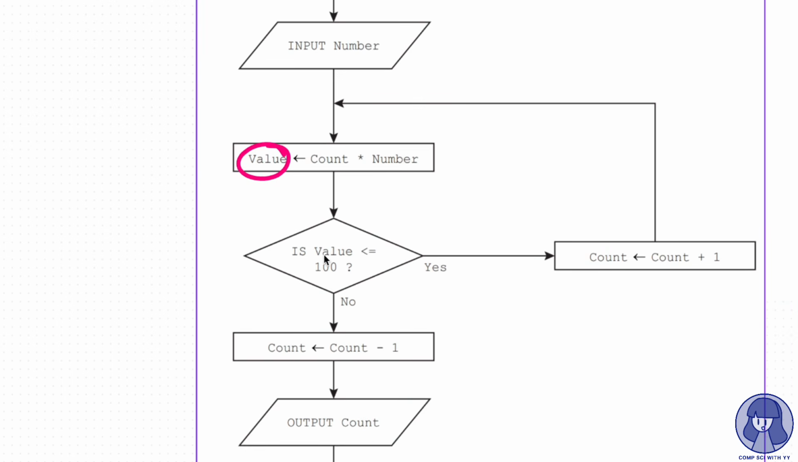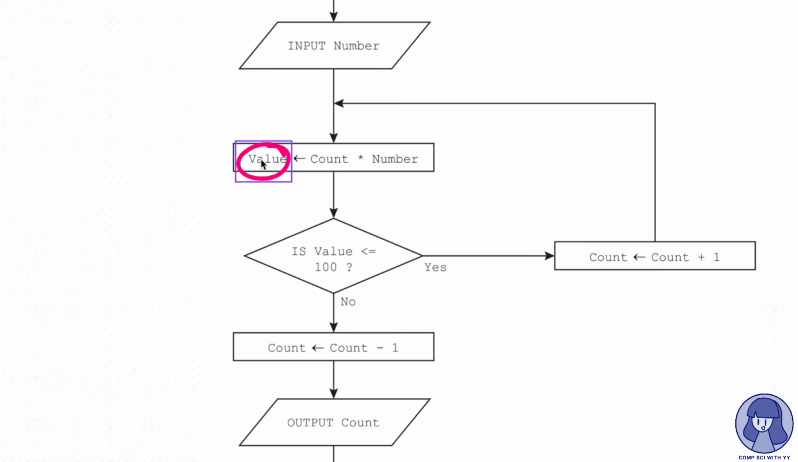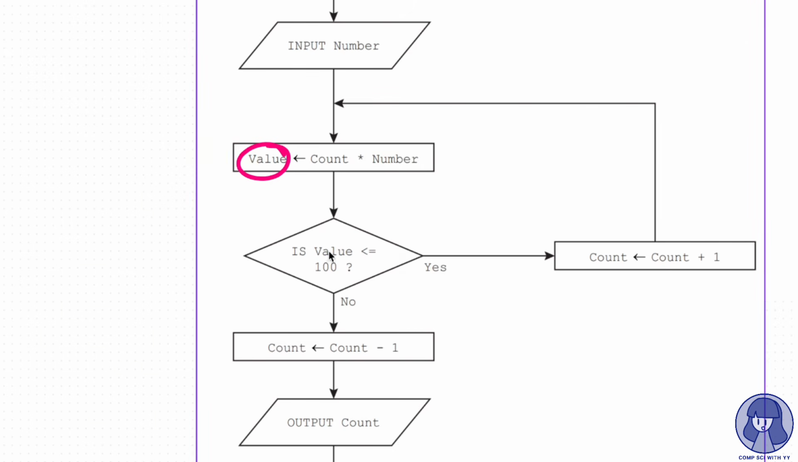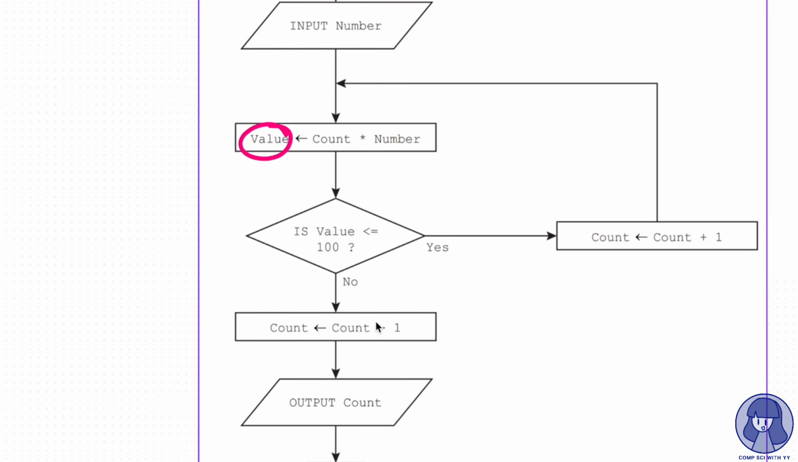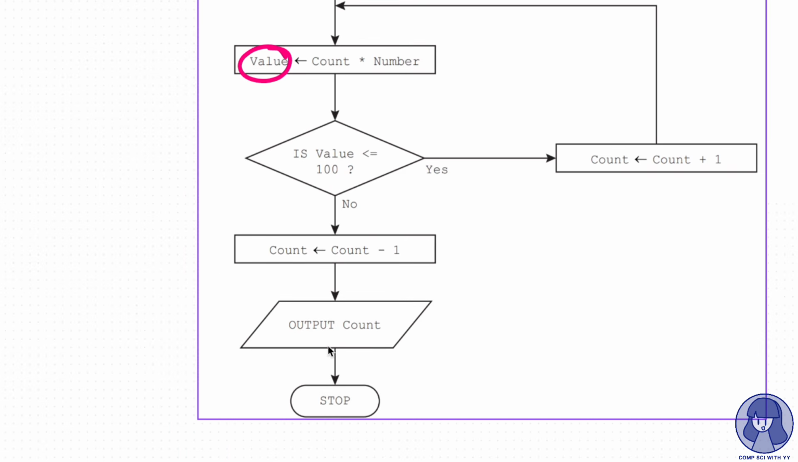After that, the contents of value is checked. So is value less than or equal to 100? If it is, we increment count. We calculate the number that's stored inside value, and then we check value again. So this process will keep repeating until value is no longer less than or equal to 100, right? So meaning to say that value has to become greater than 100 for this no to be met. And then count is decremented once, and then the value of count is outputted, and then we reach the end of the program.